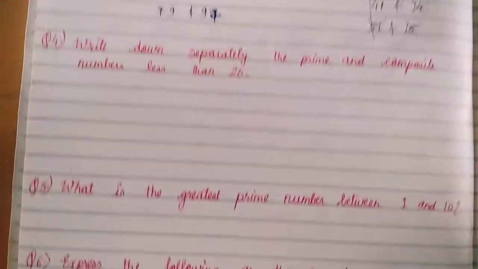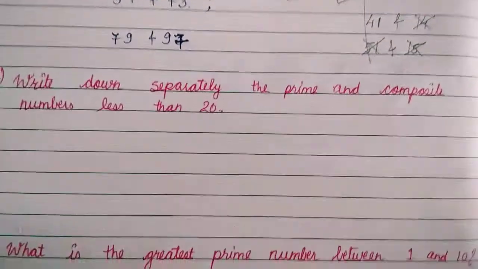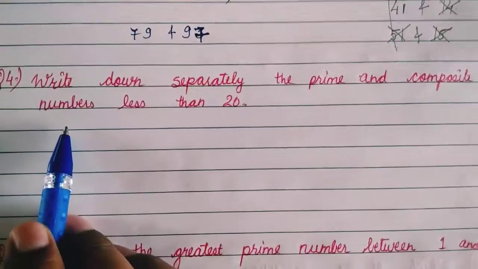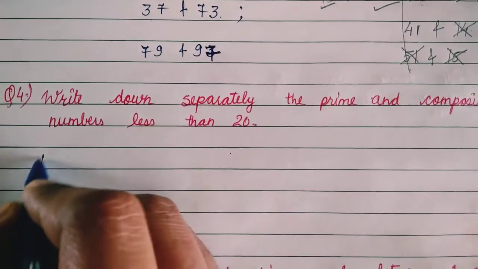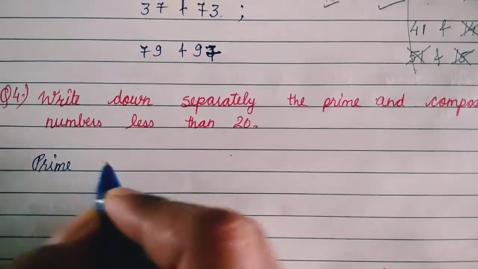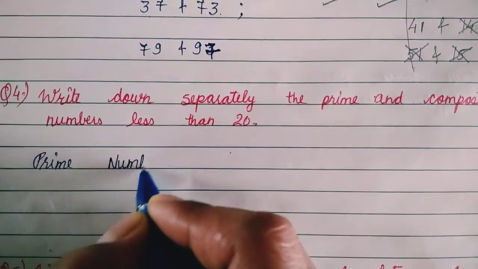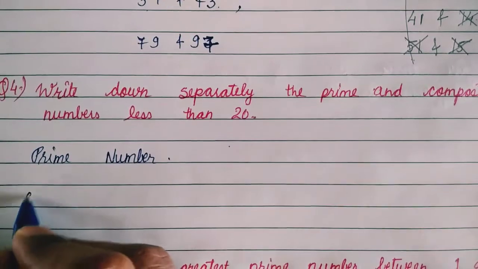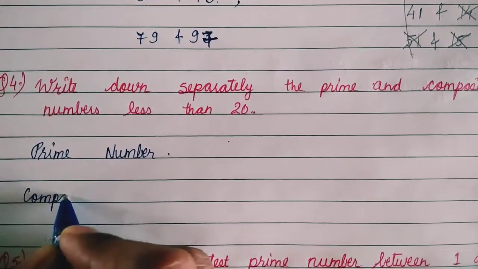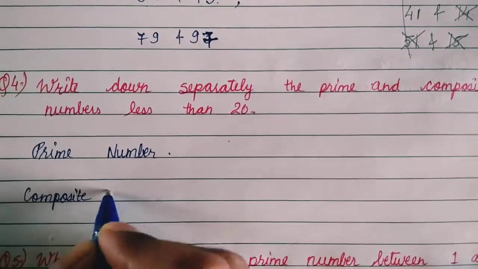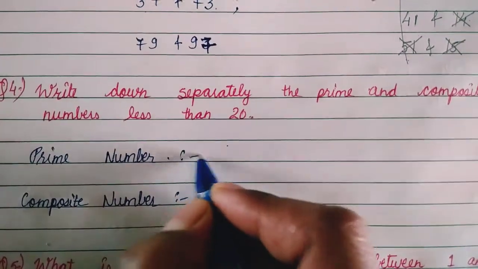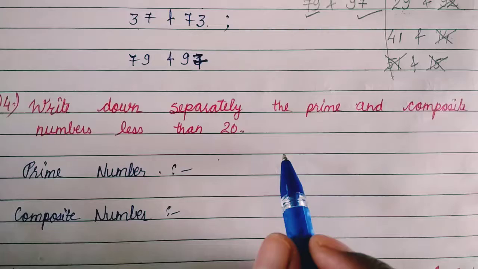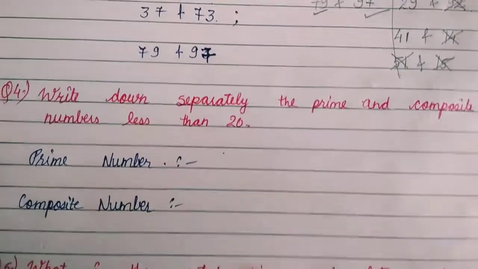Now question number 4 is, write down separately the prime and composite numbers less than 20. Simply we can write here prime numbers and composite numbers. The numbers that we have to write here are less than 20, so 20 will not be included in the answer.